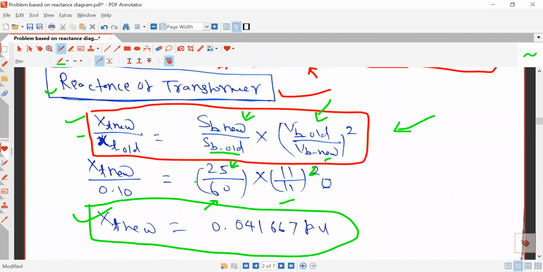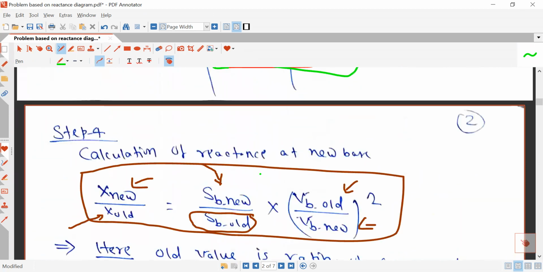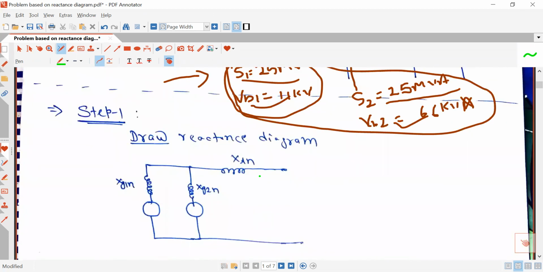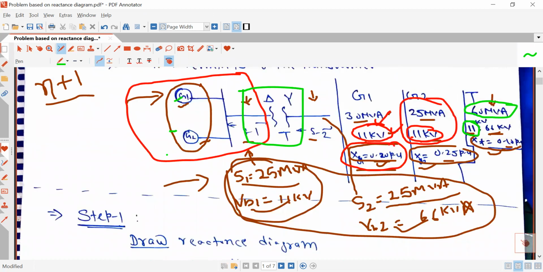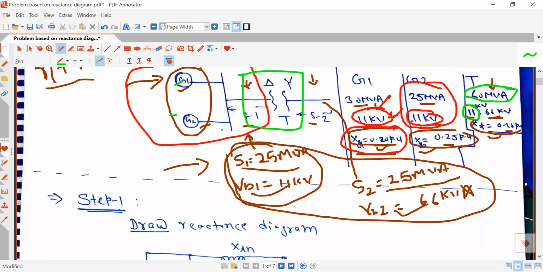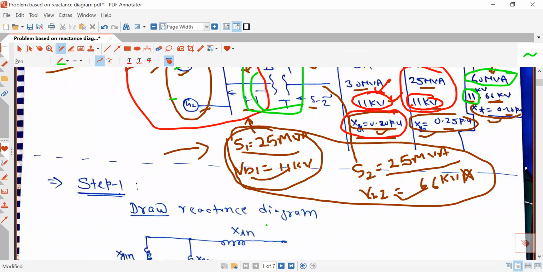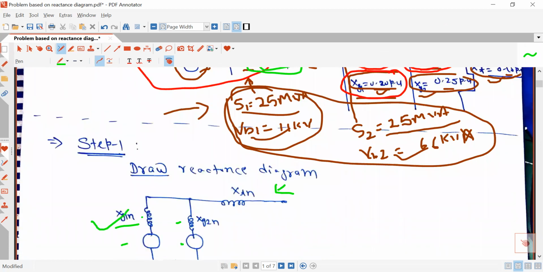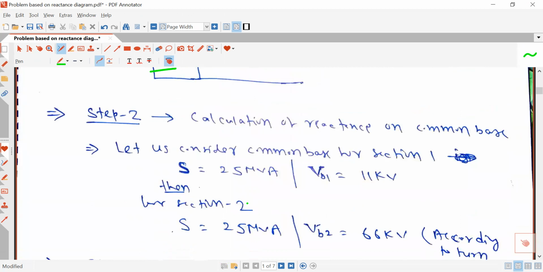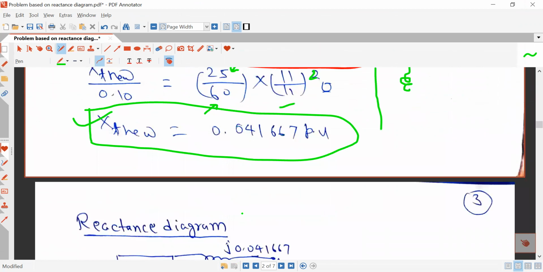Now how will you draw the reactance diagram? It is very simple. The generator will be replaced by a voltage source with series reactance. Generators G1 and G2 will be replaced by voltage sources with series reactance, and because these two generators are on a common base, they will be in parallel. Then the transformer is replaced by its reactance, and all of these values you have already calculated on the new base. So the reactance diagram of this problem will be this.